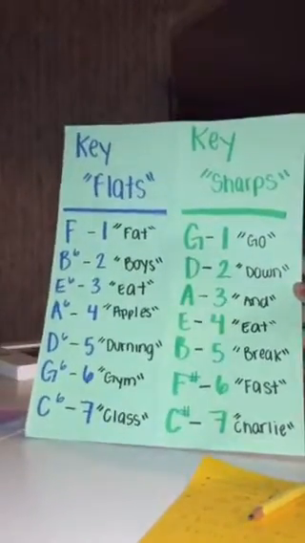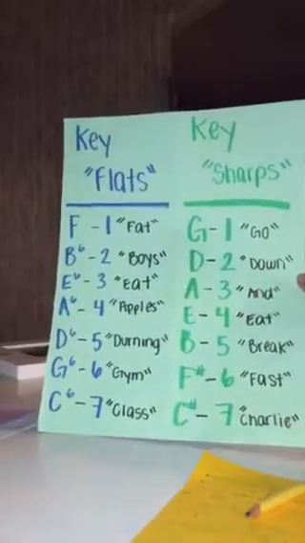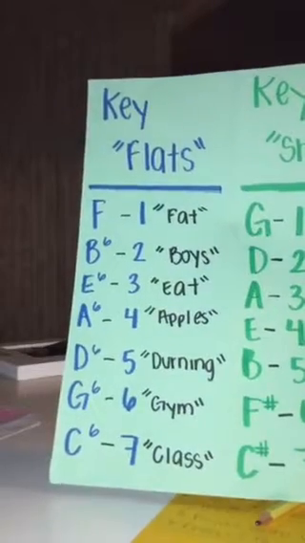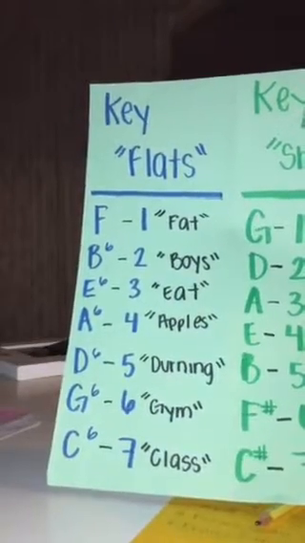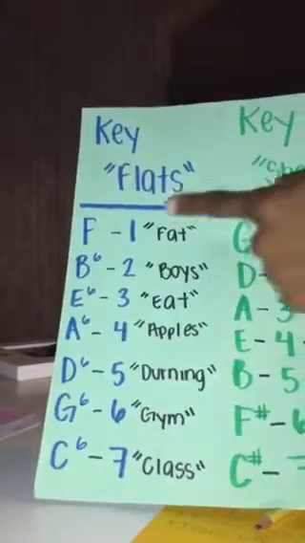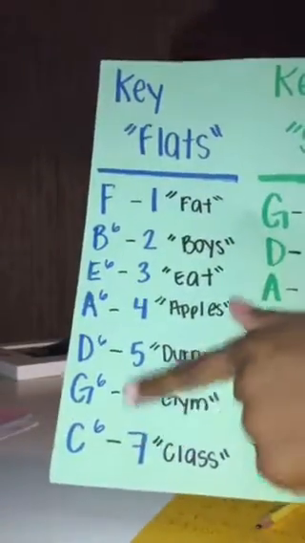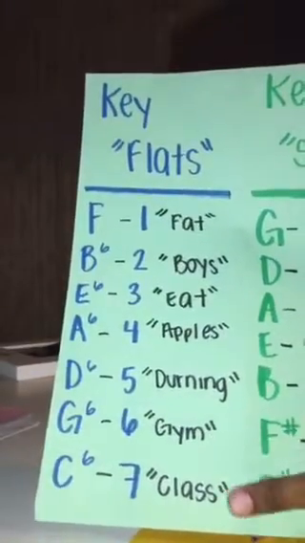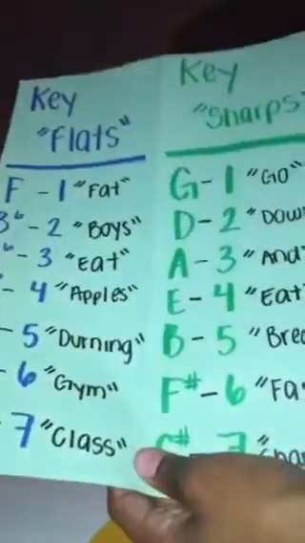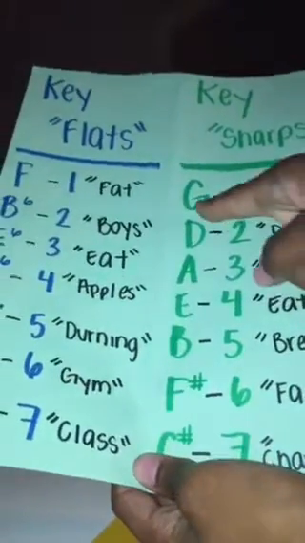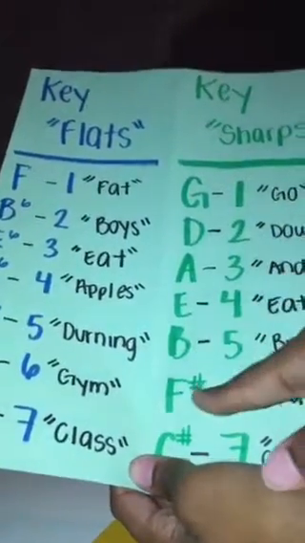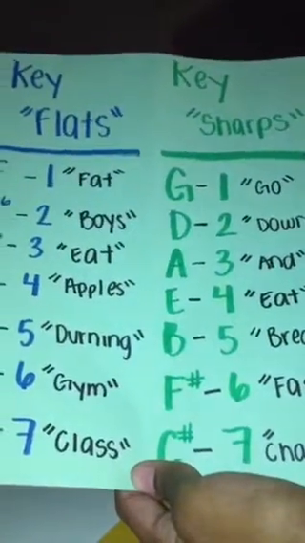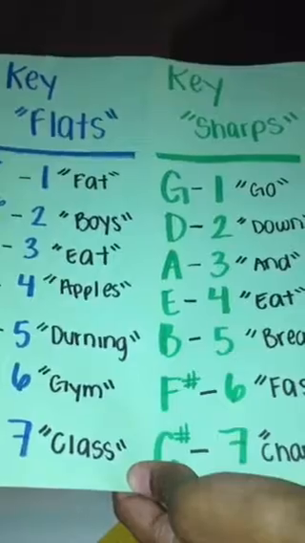An interval is knowing how many sharps or flats you have. For example, flats you have F, B, E, A, D, G, C. And as you can see, they count for the numbers. An acronym for that is Fat Boys Eat Apples During Gym Class. For your sharps, you have G, D, A, E, B, F sharp, C sharp. And again, your numbers are right here, and a little acronym is Go Down and Eat Breakfast Charlie.